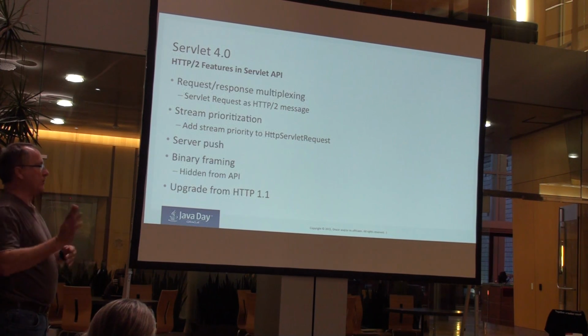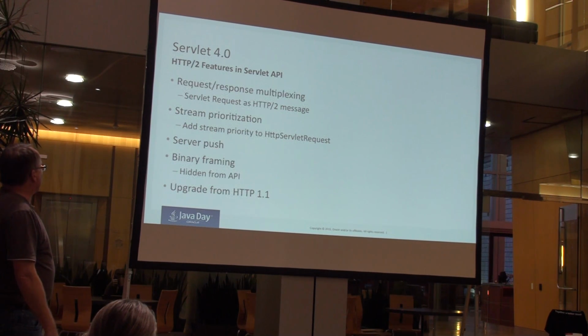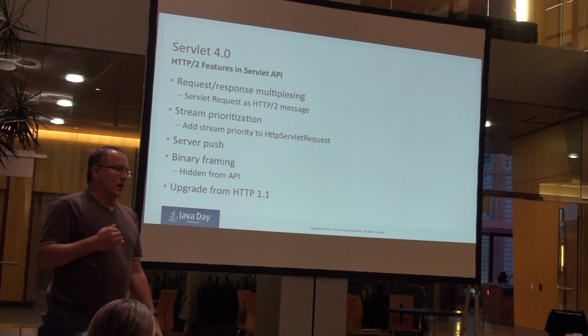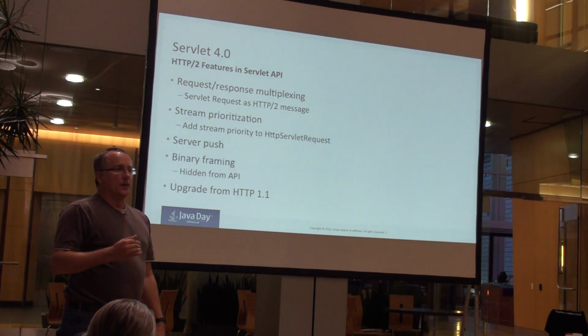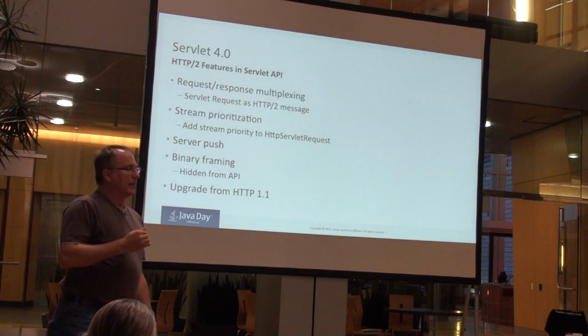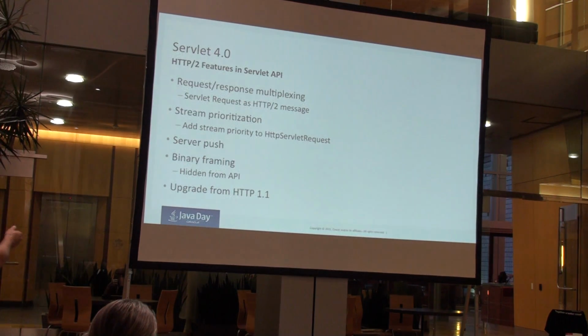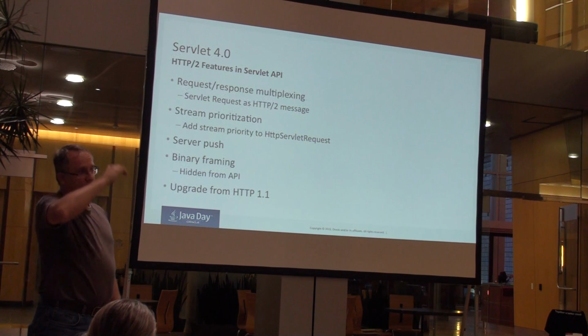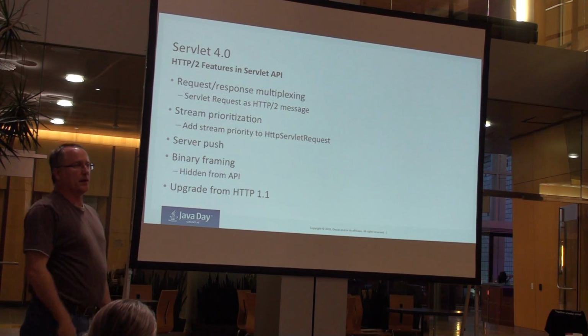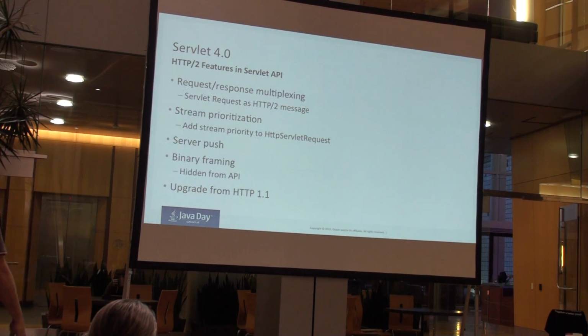You want to know which stream you're on. Stream prioritization: we're going to add an API call to the servlet API so that developers can define the priority of the streams. Server push is something that we'll add to the servlet 4.0 API so that you can proactively push down content to the client. It doesn't have to ask for it.